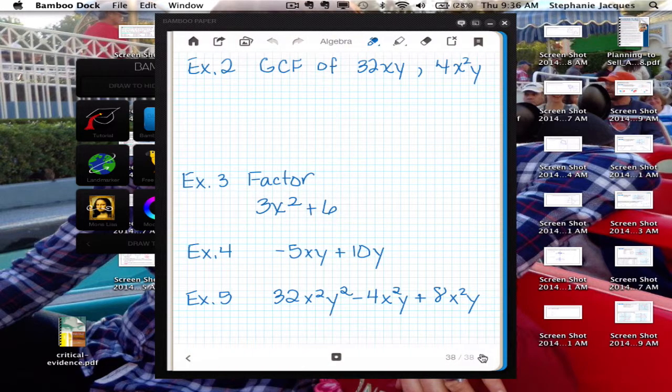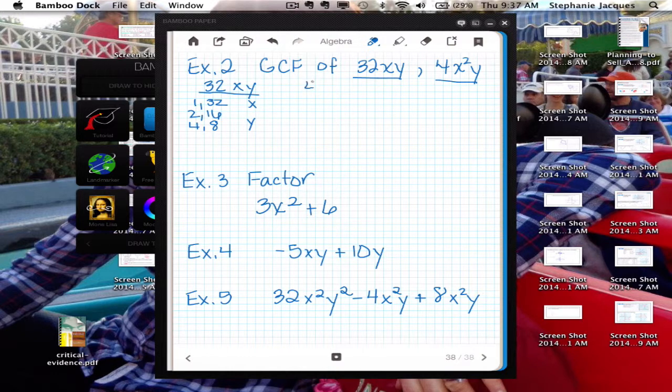Let's look at example 2. Now we want to find the greatest common factor of 32xy and 4x squared y. So let's break down each. So we have 32xy. My factors of 32 are going to be 1 and 32, 2 and 16, 4 and 8, and I think that's it. And then we also have an x and a y in there.